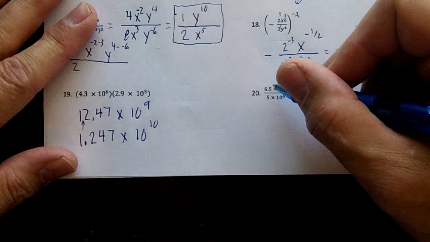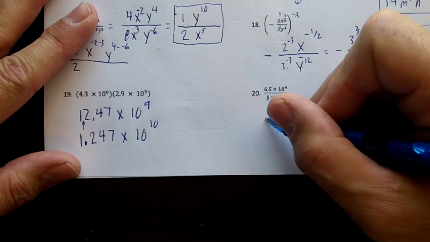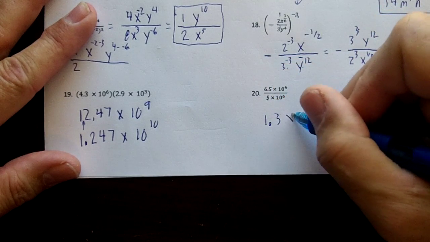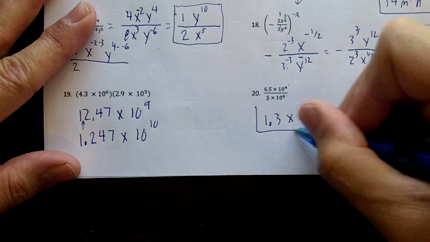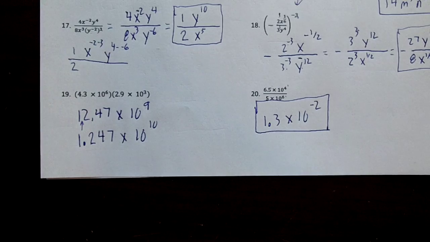This one right here we're dividing. 6 and 5/10 divided by 3 is 1 and 3/10 times 10. 4 minus 6 is negative 2. That one was pretty simple. That's already in the right form.